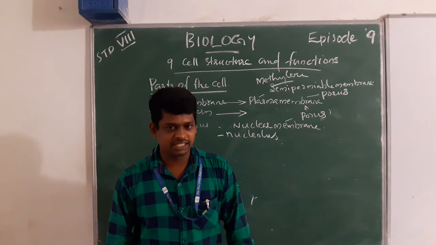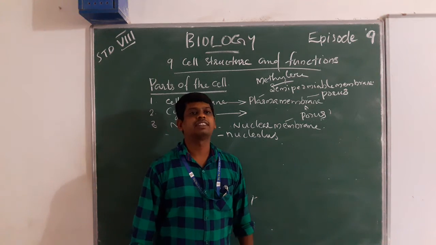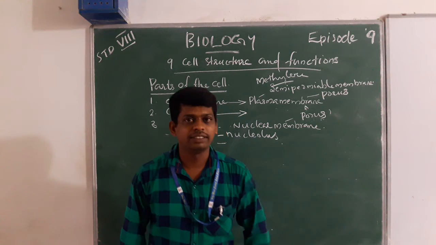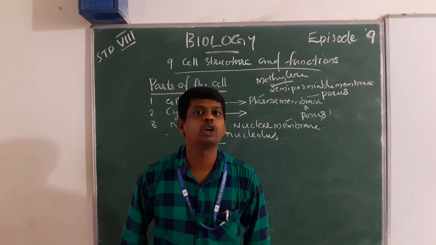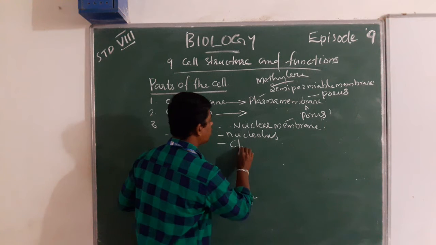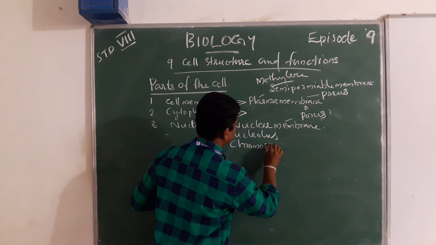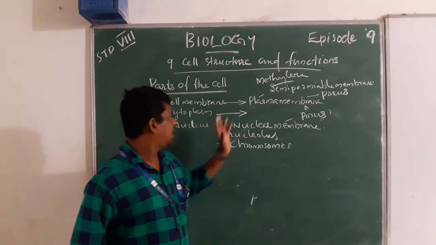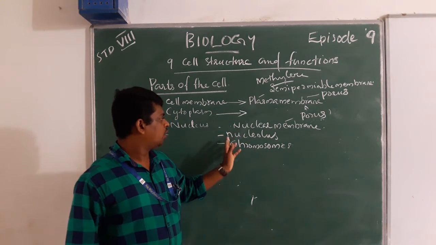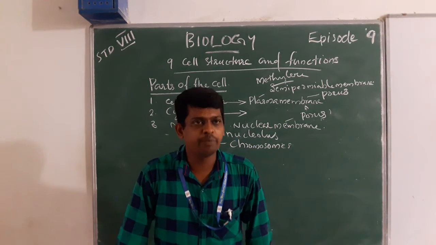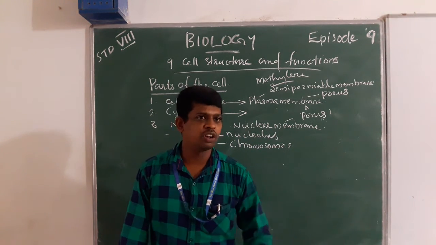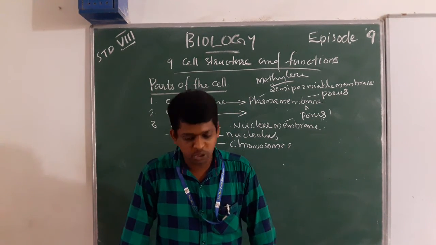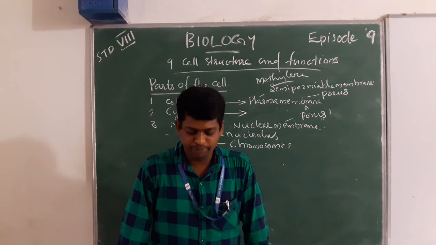Within the nucleolus, there is a thread-like structure known as the chromosome. Within the nucleus, the nucleolus is spherical in shape, and within it we can see the thread-like structure known as the chromosome.